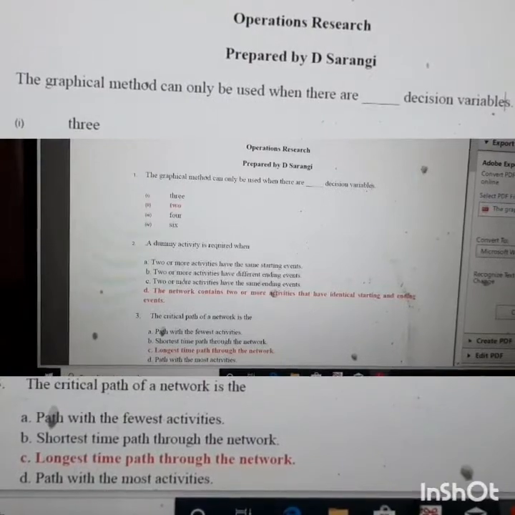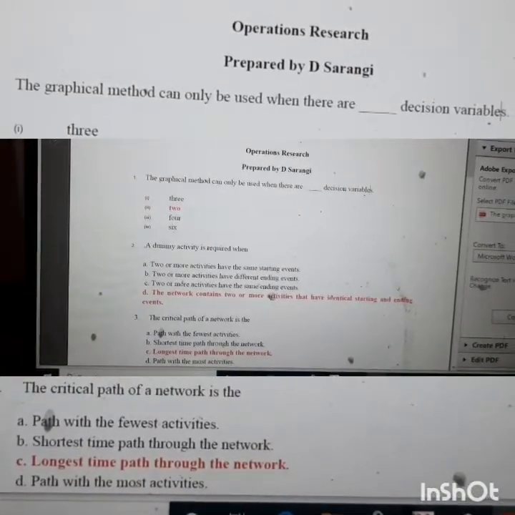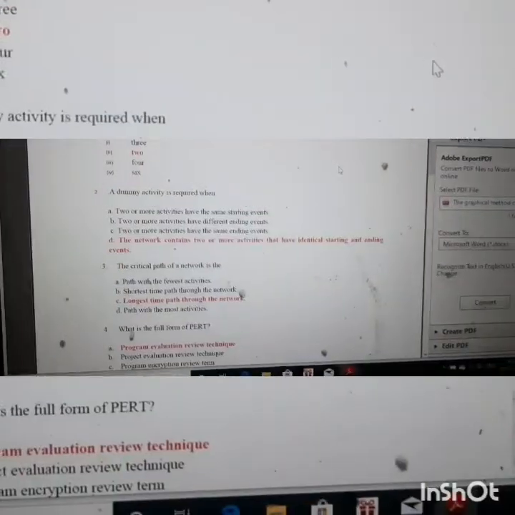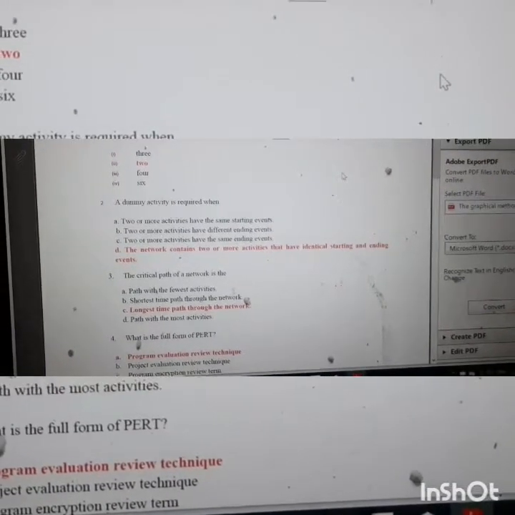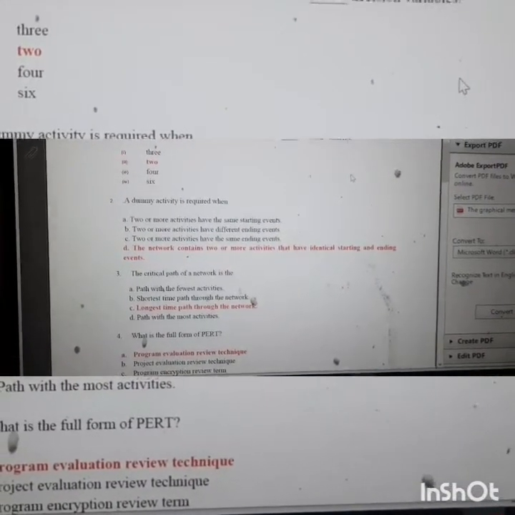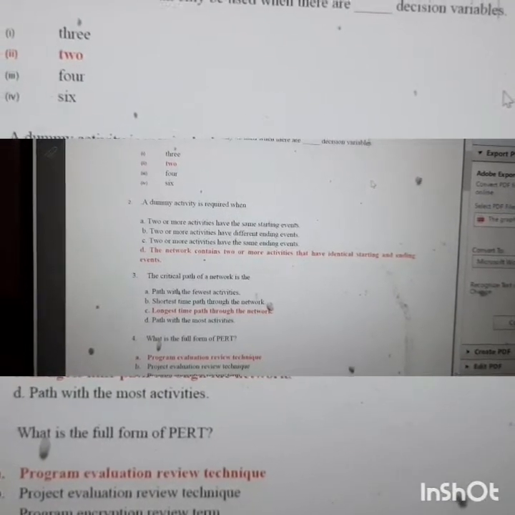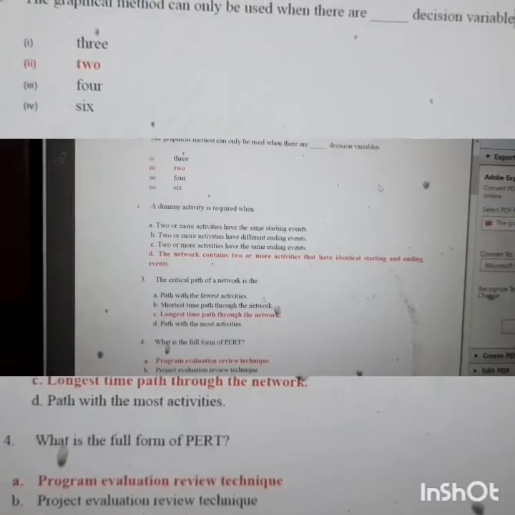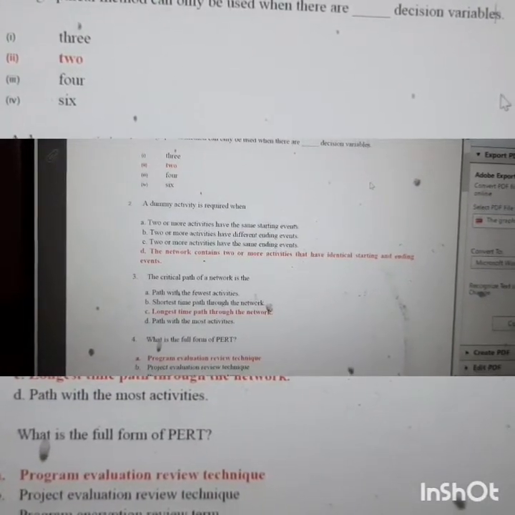Third question is, the critical path of a network is the path which consumes the longest time duration. When we do certain projects, we make different project plans, like by which method we can finish the project. According to these we check the time. The path which consumes the longest time is your critical path. So the correct answer is option C.